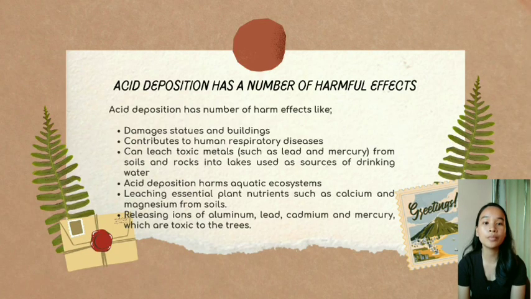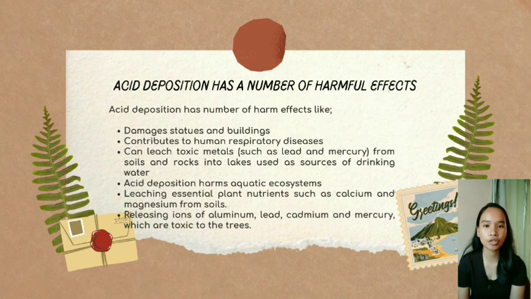Acid deposition has a number of harmful effects. It damages statues and buildings, contributes to human respiratory disease, and can leach toxic metals such as lead and mercury from soils and rocks into lakes used as a source of drinking water. These toxic metals can accumulate in the tissue of fish eaten by people and other animals. Last, acid deposition harms aquatic ecosystems because of excess acidity.